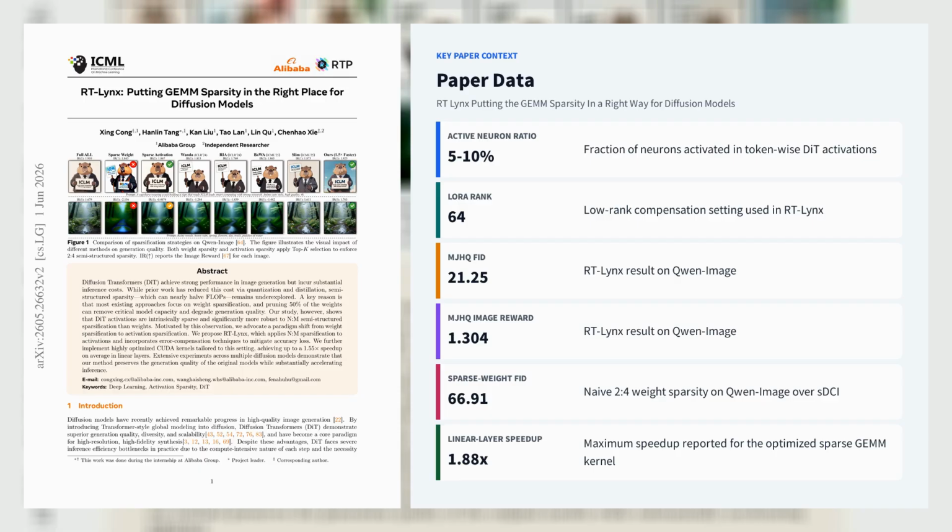It also stays strong on SDCI with FID 25.78 and image reward 1.226, while the raw sparse weight baseline collapses to FID 66.91. System-wise, a fused CUDA pipeline for online activation sparsification and sparse tensor core execution reduces sparse overhead to as low as 2.28% on H20 and delivers up to 1.88 times speedup in linear layers and about 1.2 times end-to-end acceleration, cutting Qwen-Image generation time from 0.75s to 0.62s without noticeable quality loss.